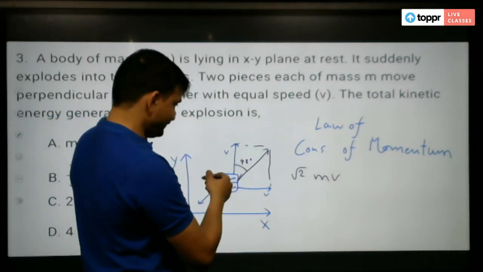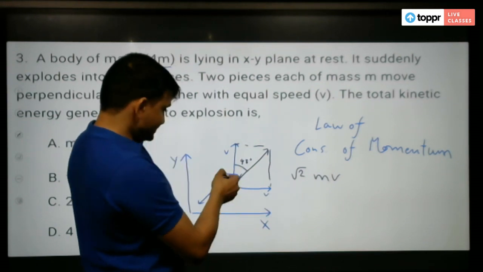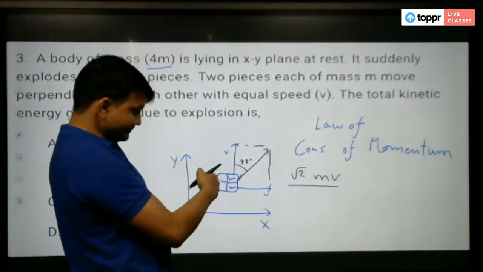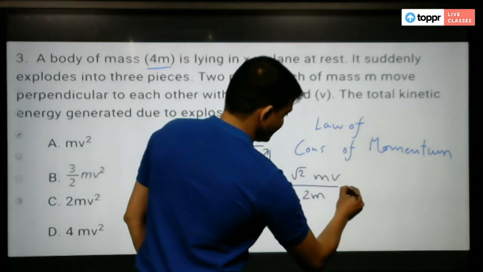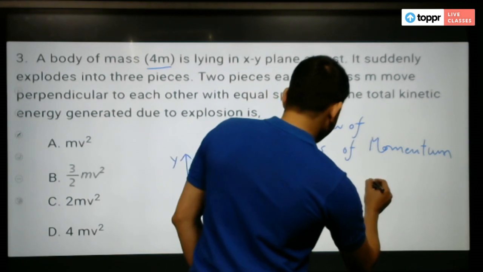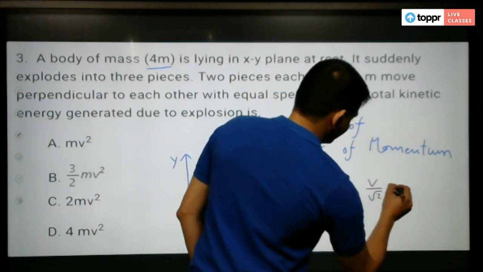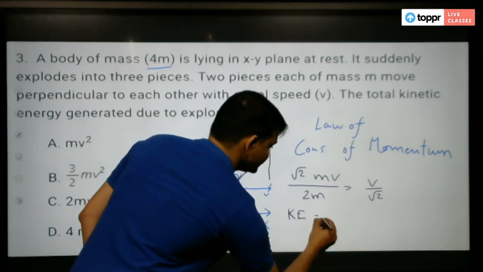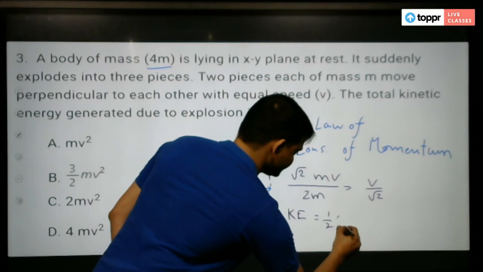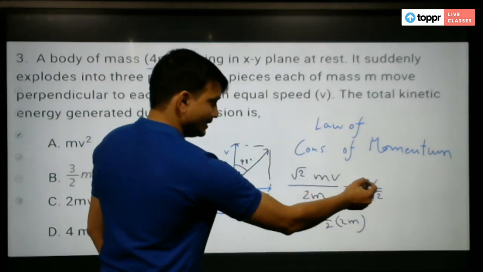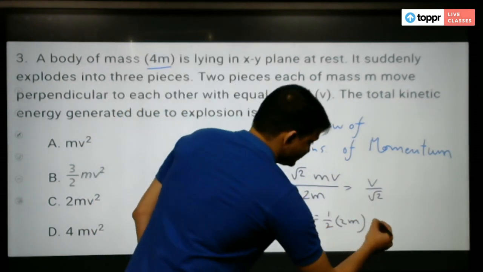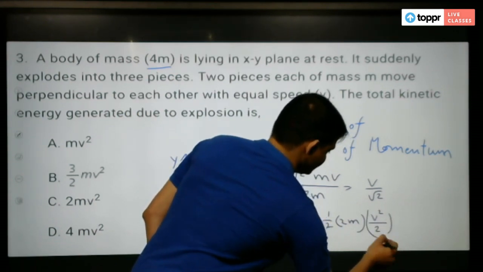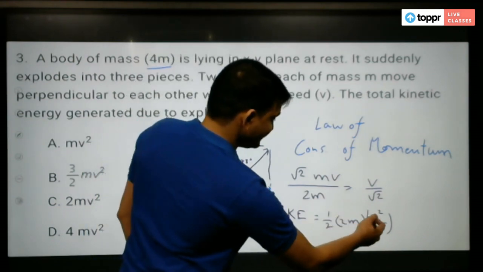So if we find the kinetic energy using this, first it has momentum 2m times square root 2 mv... its speed would be divided by 2m, the mass of this part. So the velocity that comes out is v divided by square root 2. So the kinetic energy would be half, mass is 2m, times velocity squared, so v by square root 2 the whole squared, that would be v squared by 2. Crossing out, we would be getting half mv squared, right?